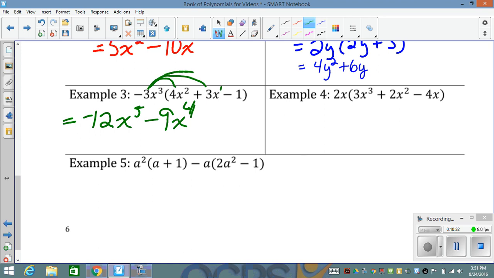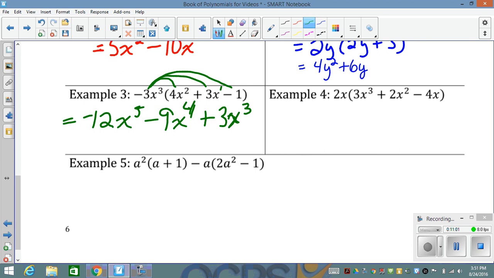And then negative 3x cubed times a negative 1. Negative times a negative is positive. 3x cubed. Let's try and fix that. There we go. And that is the final answer. Again, we can't combine these because they do not have the same exponents. They are not like terms.